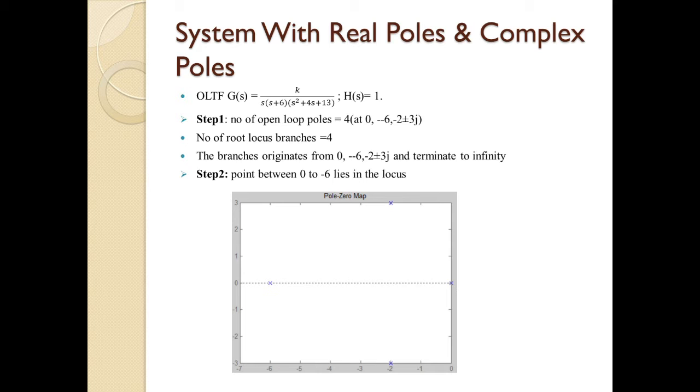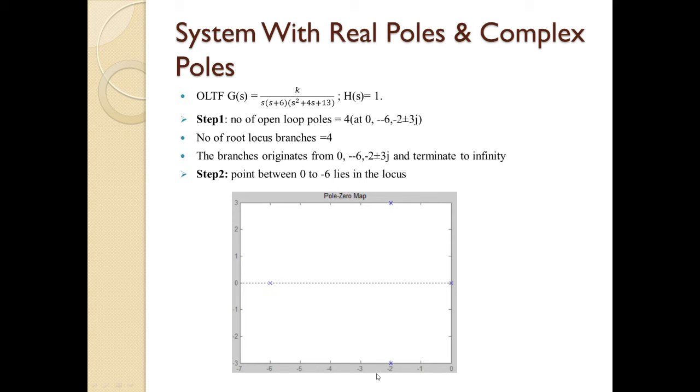Now, as this open loop transfer function has no zeros, the branches of the root locus will originate from the open loop pole locations and they will terminate at infinity. So here we can see the pole locations. The poles are located at 0, minus 6 and minus 2 plus minus 3j.